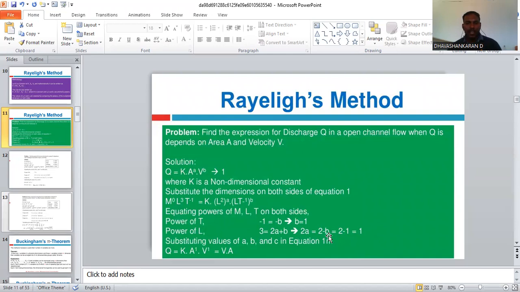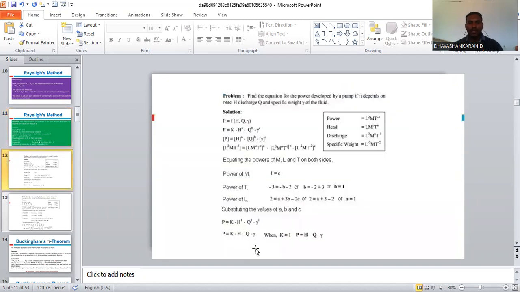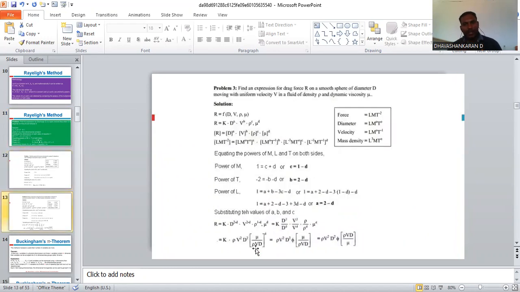So the values of a and b have been solved. Substituting the a and b values in equation number 1, we get Q equal to constant K, A power 1 into V power 1, which means Q equals A into V. Like this we have to use Rayleigh's method. This is an example for solving a problem with Rayleigh's method. So one more problem has been solved using Rayleigh's method.